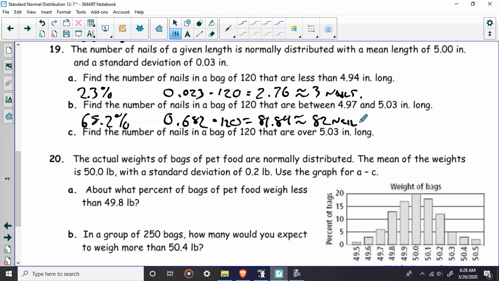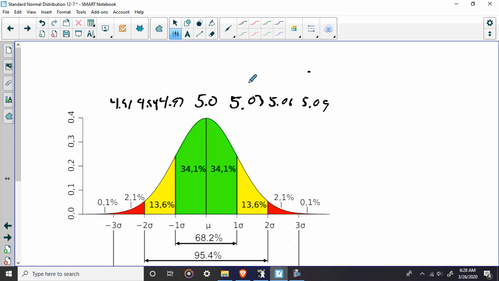Okay, which is a good number, right? Just for quality assurance purposes and things like that, you want most of your nails to be within one standard deviation, and they are. It says find the number of nails in a bag, 120, that are over 5.03 inches long. Well, that's one standard deviation above. Okay, so again, I need to know this part out here.